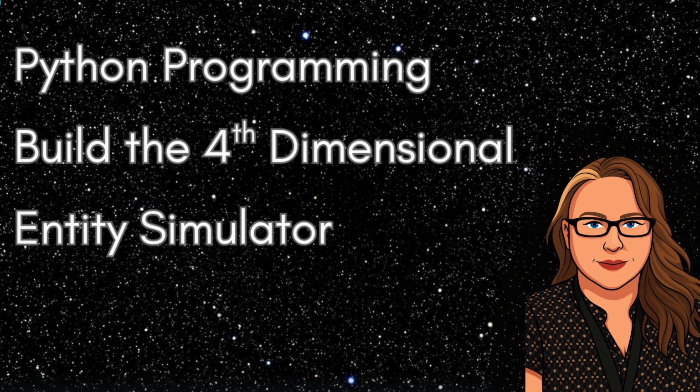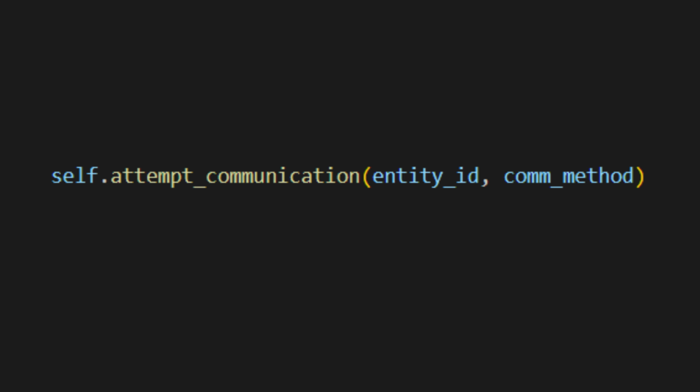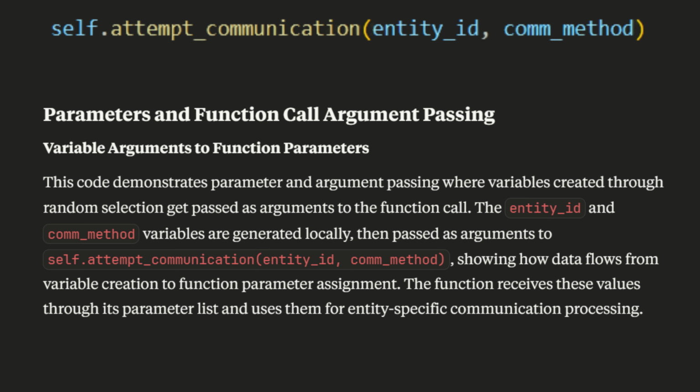As we continue on in our code, we're implementing random communication attempts in our simulation loop. And when we get to this function call, self.attempt_communication(entity_id, com_method), we should just talk a little bit more about parameters and function argument passing. So we're seeing this function argument passing going on.